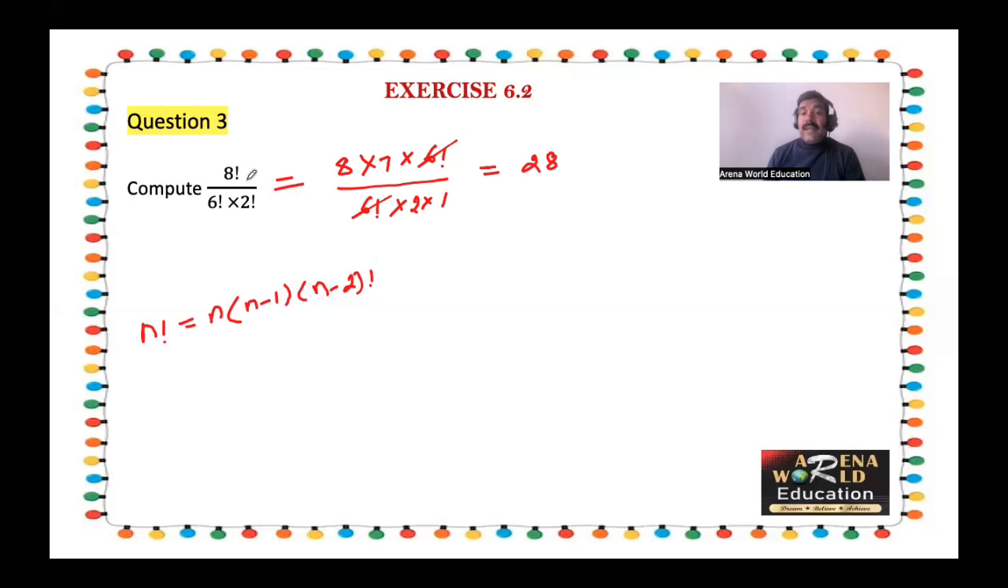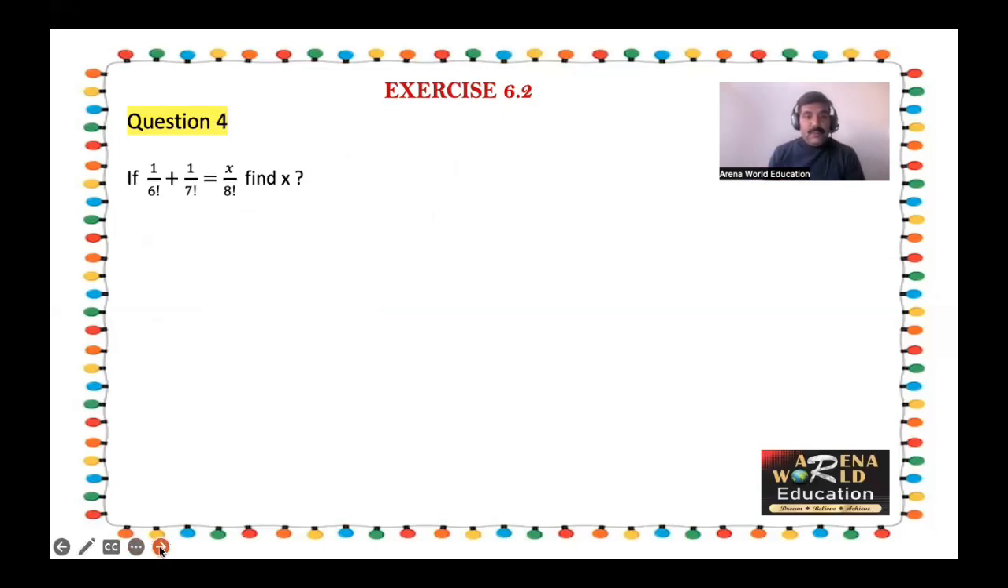You can save time. Otherwise, if a student solves this question in this way, 8 into 7 into 6 into 5 and up to 1, then there will be one number, then 6 factorial, another number into 2 factorial. After solving this question by that time-consuming process, you will get the same answer, 28. So let us move to next question.